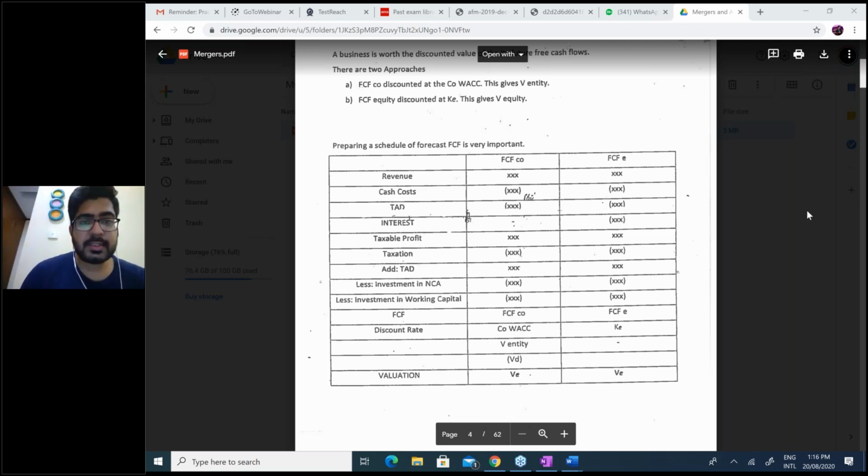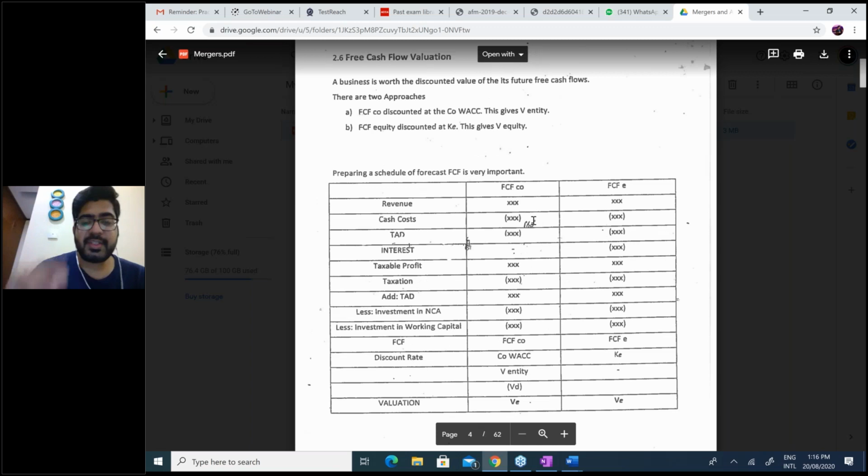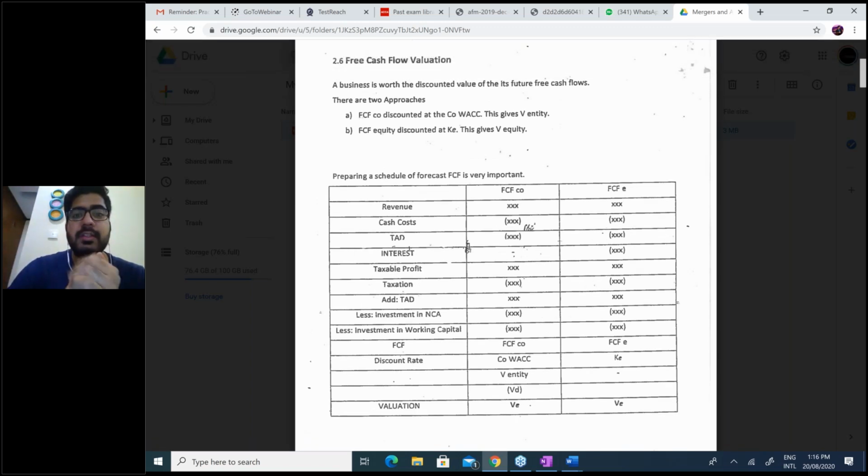So what does this FCF method say? The FCF method states a business is worth the discounted value of its future free cash flows. Okay, this method believes business worth is equal to the future free cash flows it generates. Like you might have studied dividend valuation model, which is an easy model, not going to cover here in this webinar. Dividend valuation model believes the value of the business is worth the future dividends. The net assets valuation method believes that the value of business is worth the net assets. So free cash flow method believes the value of the business is worth the discounted value of its future free cash flows.